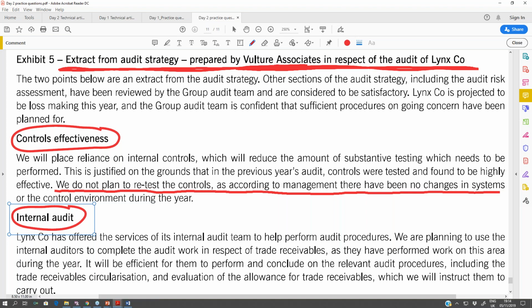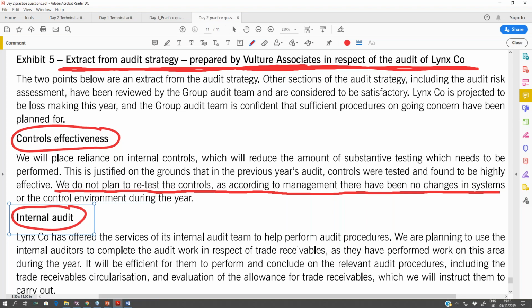So I think this is the wrong statement here, right? Even though they want to place reliance on the control and they want to reduce the substantive procedures, look at the line in red. It says, we do not plan to retest controls. They should have, before they conclude whether there have been any changes or not. If there had been no changes, then they could reduce their substantive testing. But what if you test yourself and you found changes? We cannot just rely alone on management, right?